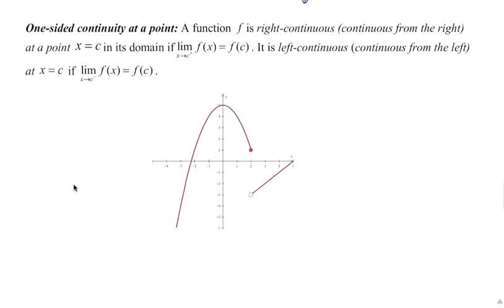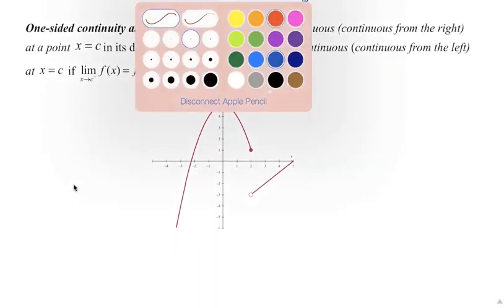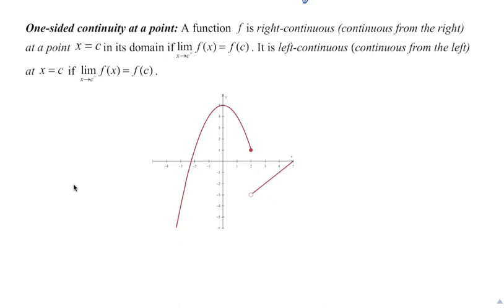Let's talk about one-sided continuity. One-sided continuity is just what it sounds like. It's continuous on one side. So if function f is right side continuous at the point x in its domain, if the limit as x approaches from the right equals the value. It is left continuous if the limit from the left equals its value. So we look at this one here. We're trying to decide if it's left side or right side continuous. It is left side continuous, right? That's where the value is. So this function is left side continuous. And that's all it's saying.